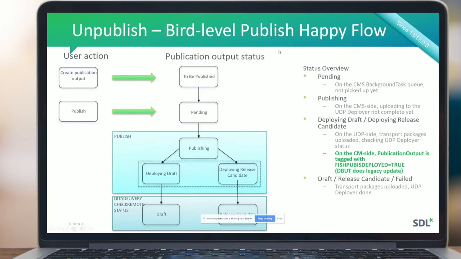This is the publish happy flow diagram. So a user creates his publication output, and then you end up with a status to be published. You press the publish button, then we go to pending on the queue. Eventually it's picked up by the publisher, and then the publishing either goes to deploying a draft or deploying a release candidate, depending on baselines and release statuses and all that. That's on the CM, on the content manager side.